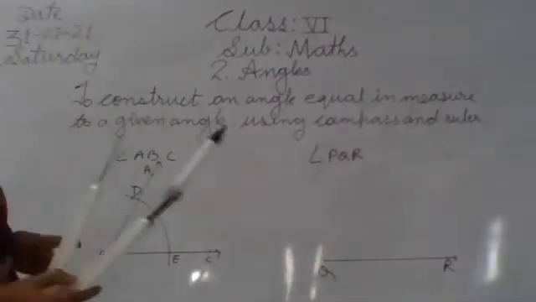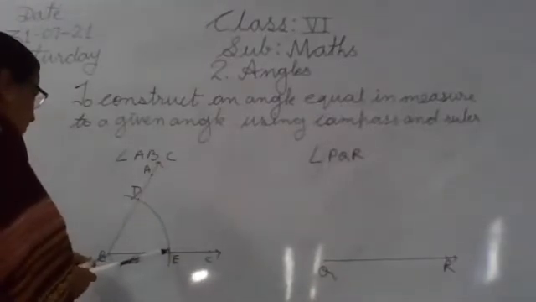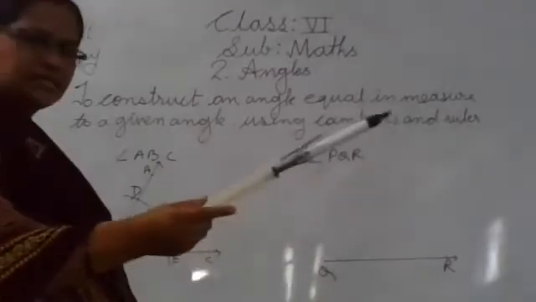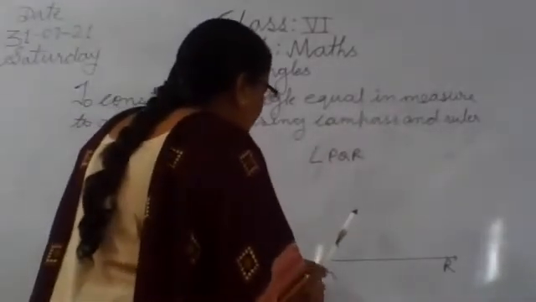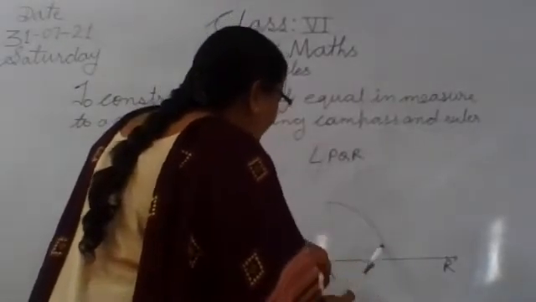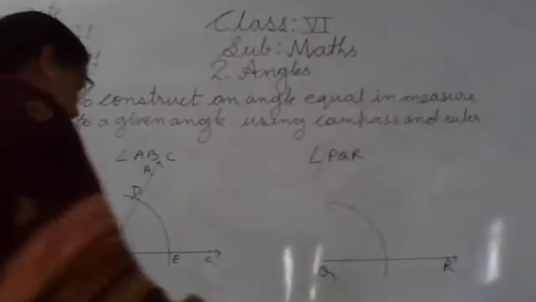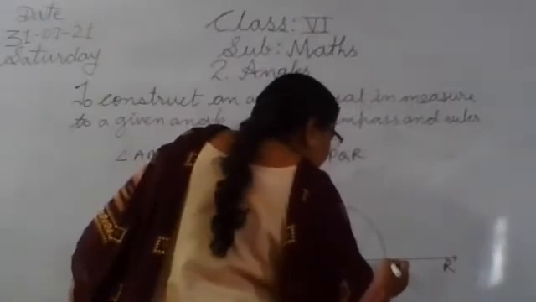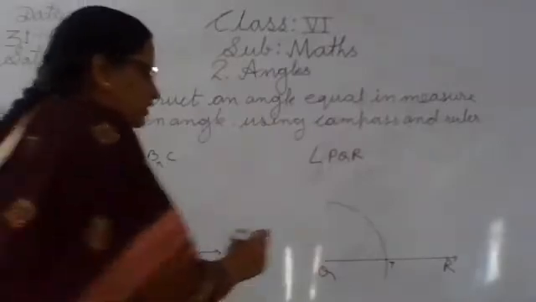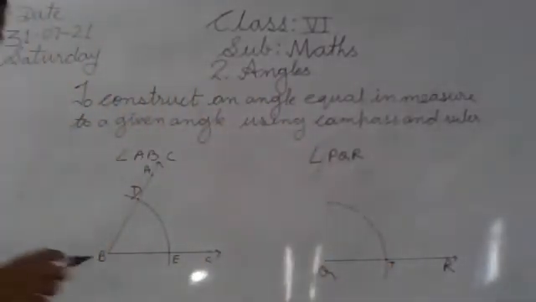Okay. Now without disturbing this distance, see, it is the distance equal to this arc. So without disturbing this distance, you have to place the pointer of the compass on Q and draw an arc like this, which cuts ray QR at point P. So it is the point D where this arc cuts QR.